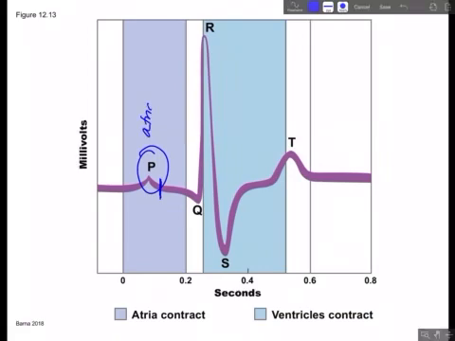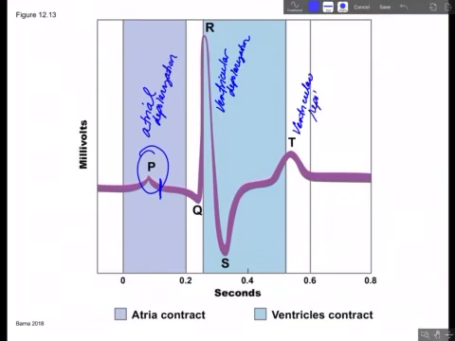So P wave represents atrial depolarization. The QRS wave represents ventricular depolarization. Okay, and the T wave represents ventricular repolarization. And so usually, if you've noticed, we have atrial depolarization, ventricular depolarization, ventricular repolarization. We're missing an atrial repolarization. It is occurring somewhere in this QRS wave, but it is very difficult to read because the ventricles are so large, so they mask being able to read that.